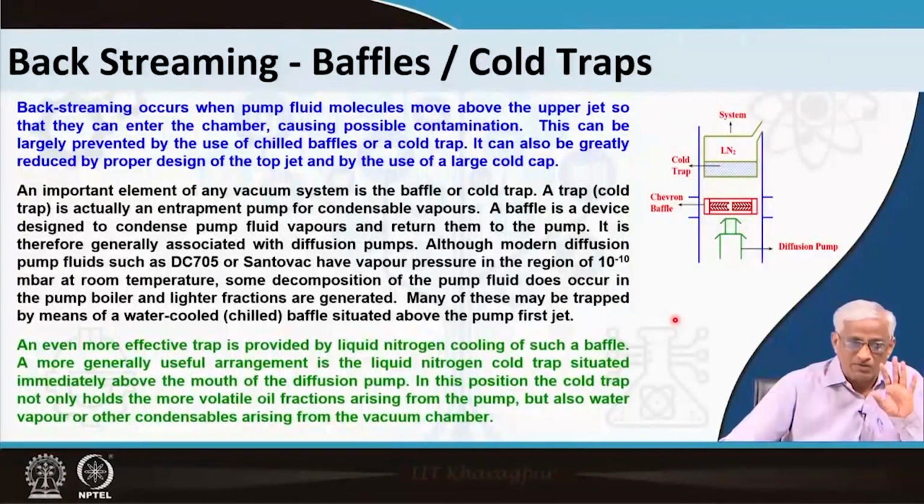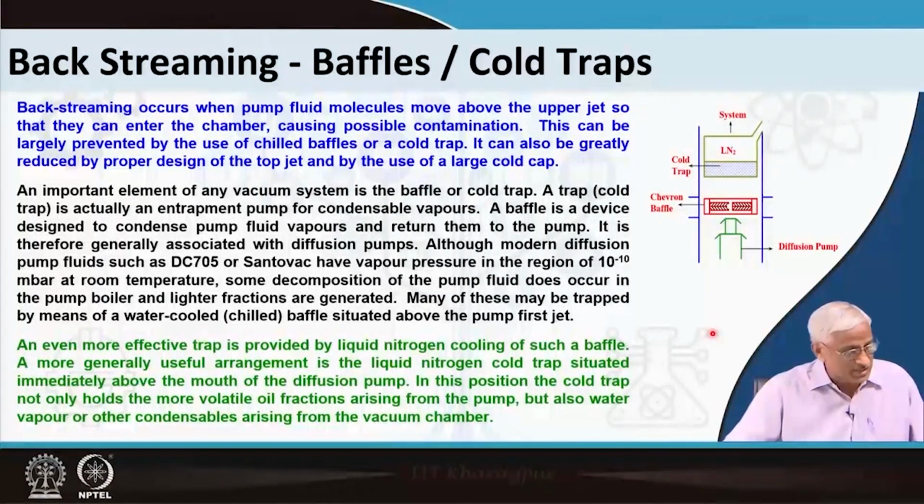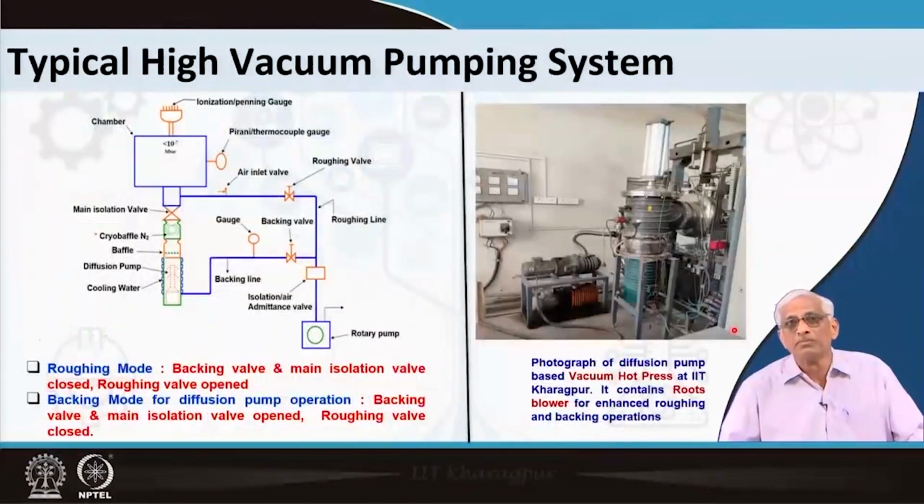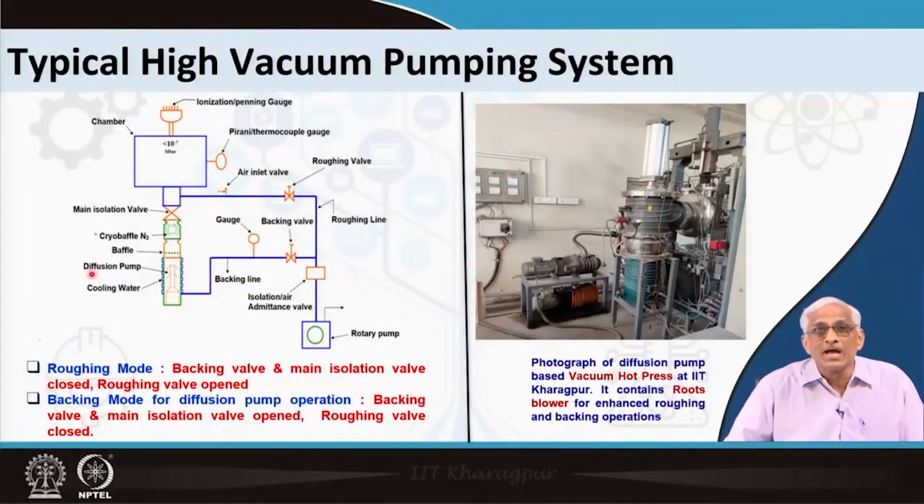For lack of time, it will not be possible for me to thoroughly explain these limitations, but you can easily read about them later. When we come to the system design or purity, we will again touch upon these points. Right now, we are only discussing it as a pump. So, finally, this is the typical high vacuum pumping system containing a diffusion pump, cold traps and main isolation valve.